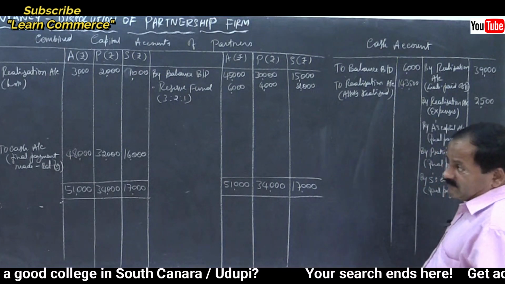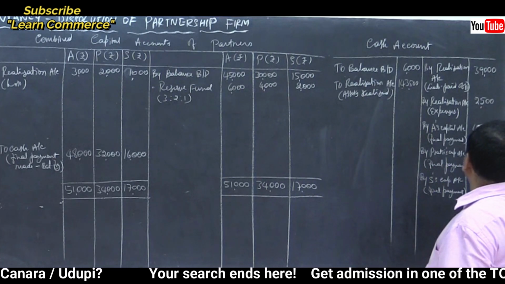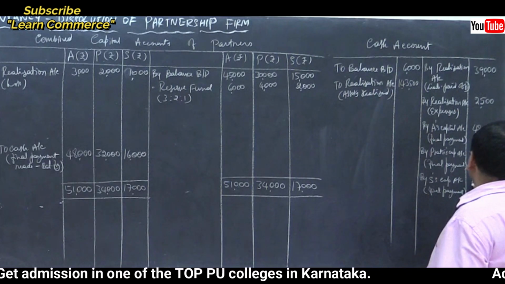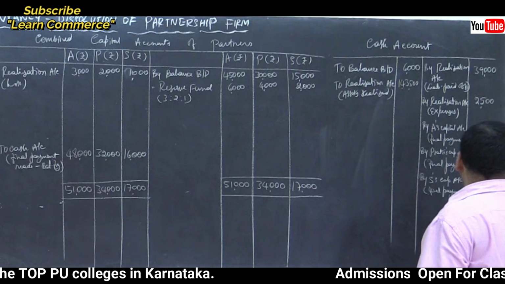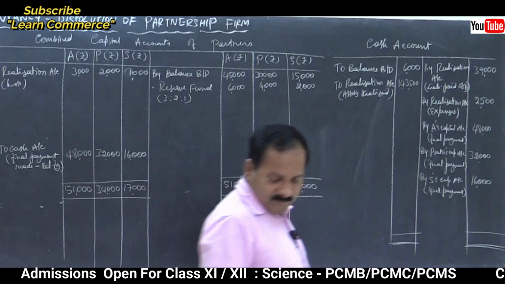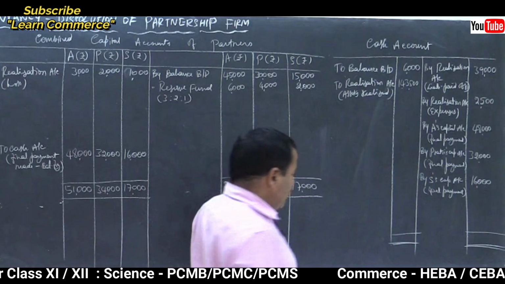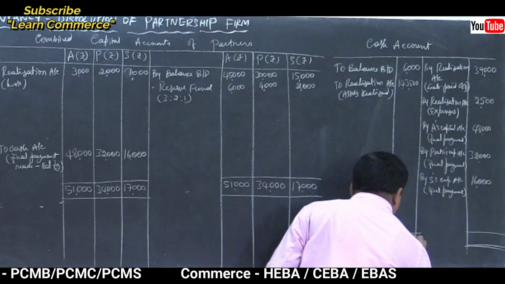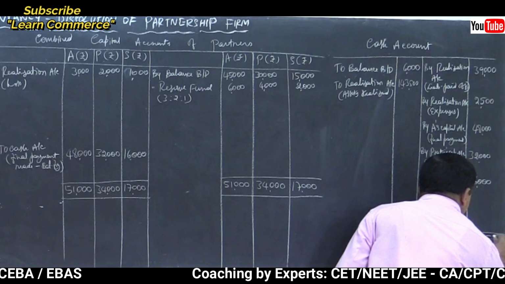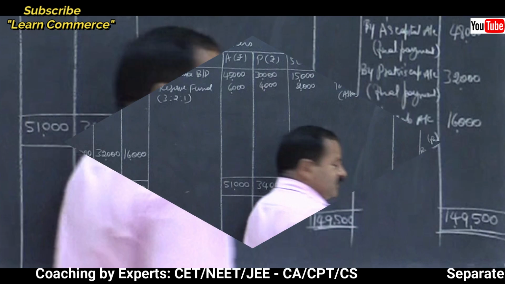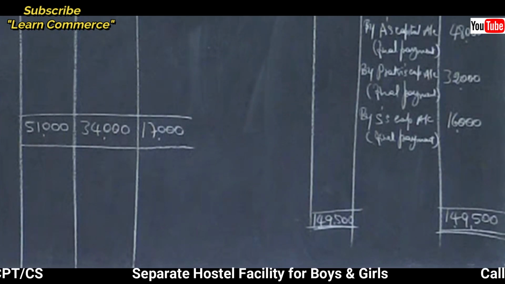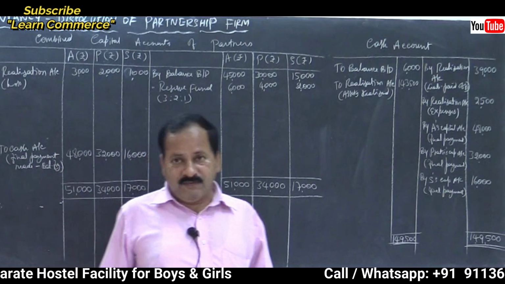Write the amounts. See there, 48, 32 and 16. See whether it agrees or not. Agrees. Must agree. How much? 149,500 is the total. That's all. Right? No confusion. Very clear it is.